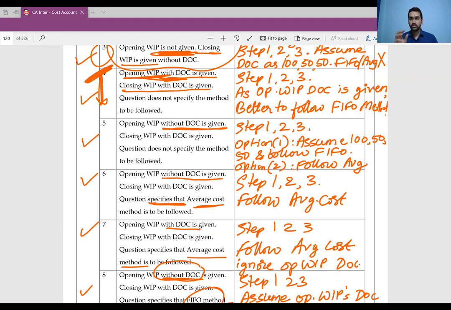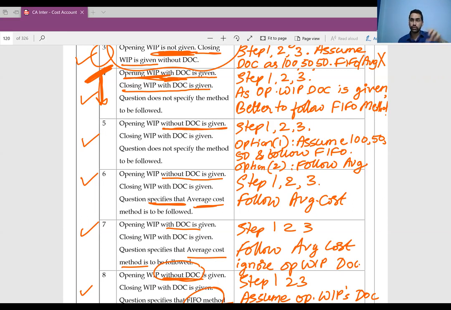Okay, now the point that I was making is you need to understand what type of question this is. Check opening WIP. Okay, that means FIFO or average. For FIFO, check whether you have DOC. Okay, DOC is also there. Then check what is asked in the question, last line. They mentioned average cost. That means you should ignore.